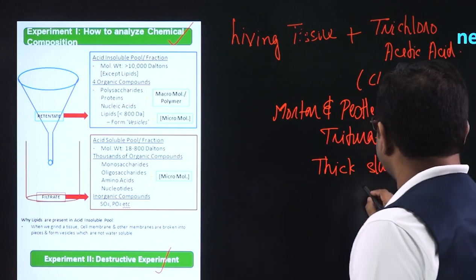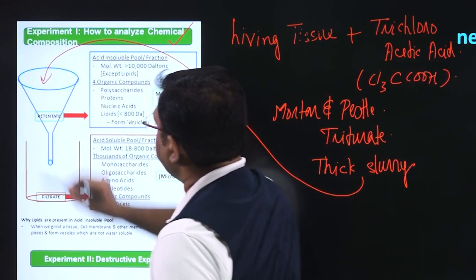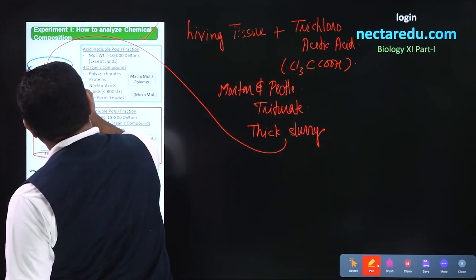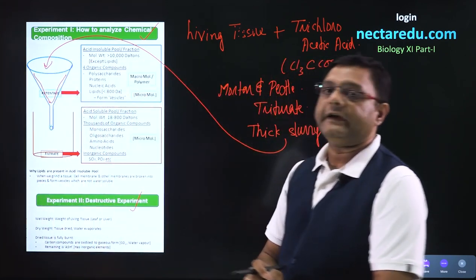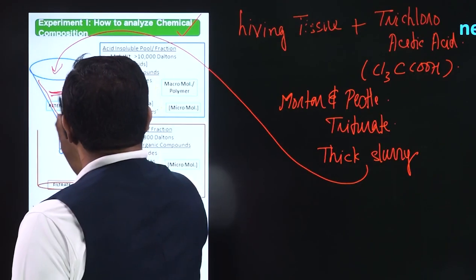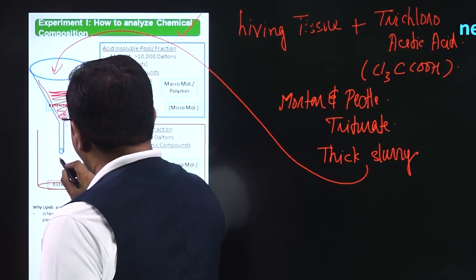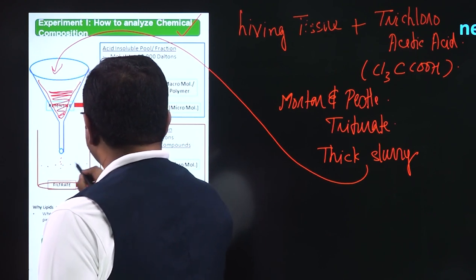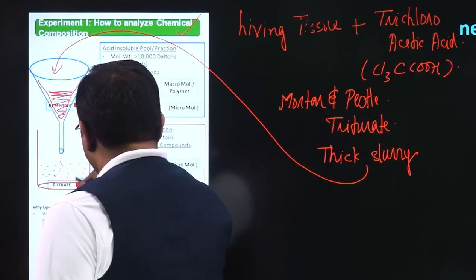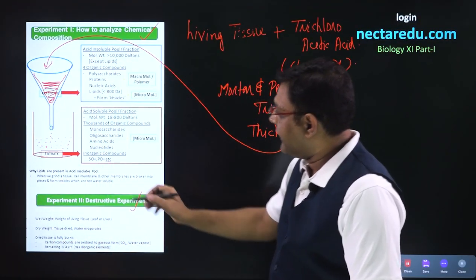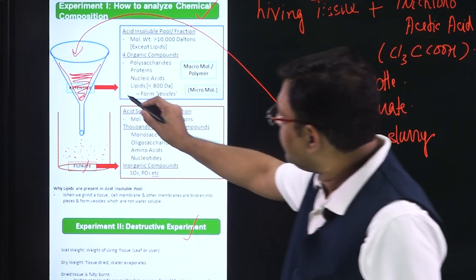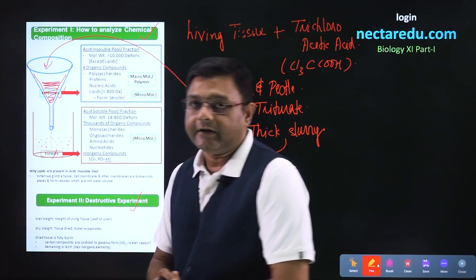So we will place this slurry in this funnel. We will use cheesecloth or cotton cloth as filtration material, and once we place the thick slurry over here, then the soluble part will come down and will accumulate at the bottom. So whatever comes down, we will call it as filtrate, and the portion that doesn't come out and remains in the funnel, we will call it retentate.